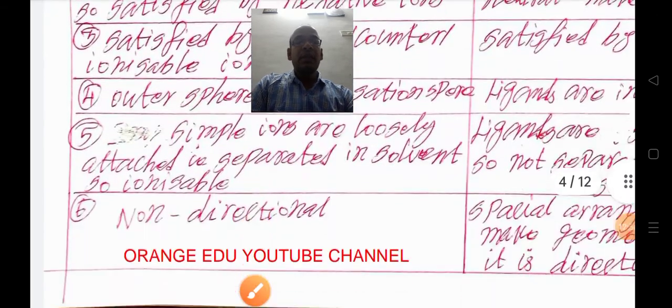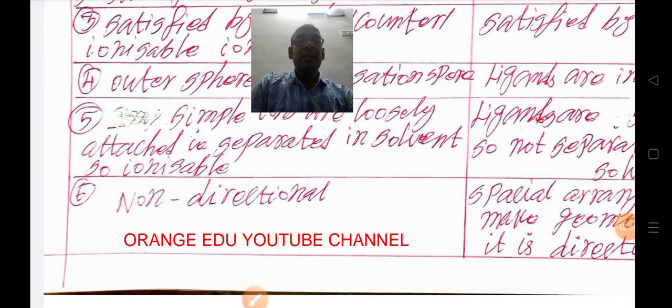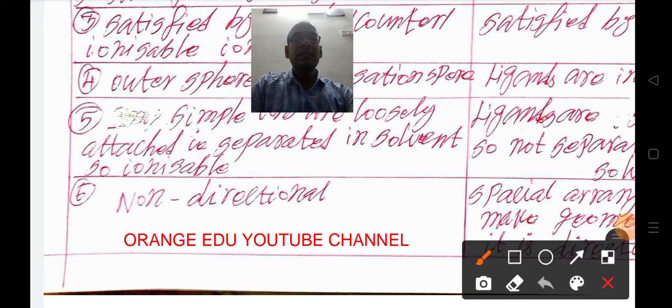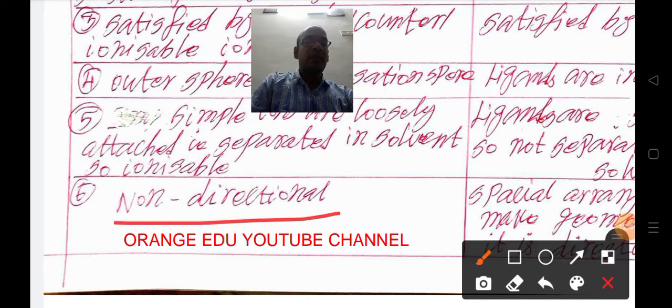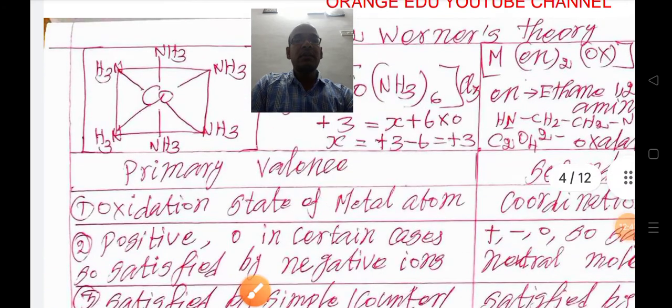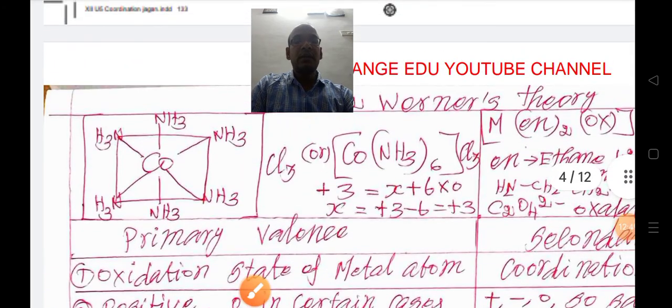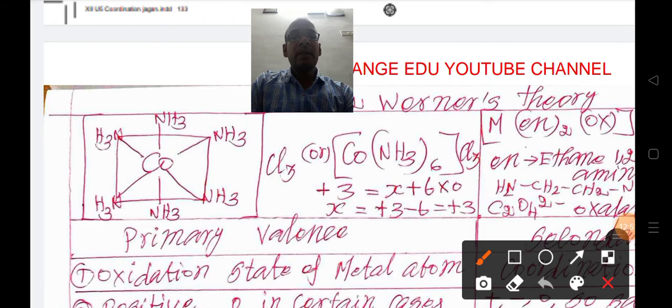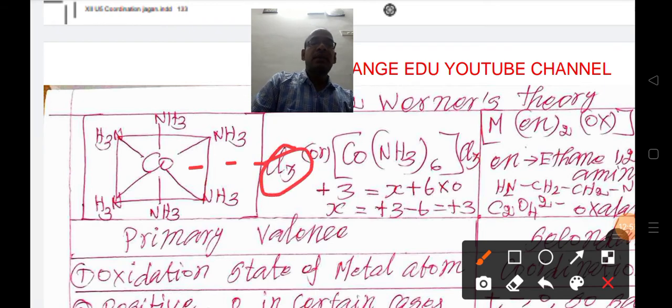The primary valencies are non-directional. That means, in this example, these chloride simple ions are non-directional.